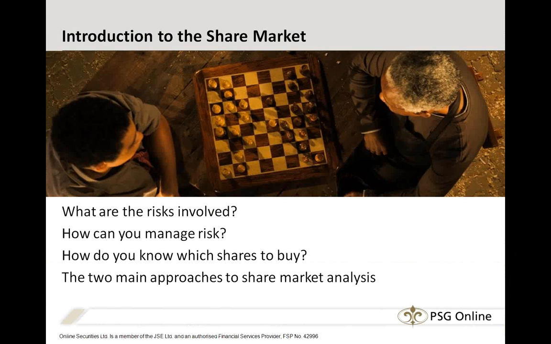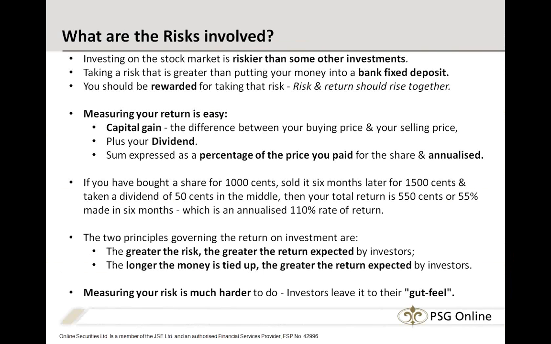So what are the risks involved in the market? Obviously, there's more risk involved than putting your money in the bank. If you want to be rewarded for that risk, the principle is that risk and return should rise together. Measuring your return is easy. You get a capital gain, the difference between what you bought it at and what you sell it at, plus your dividend. You add those two together, express that as a percentage of the price you paid, and then annualize it.